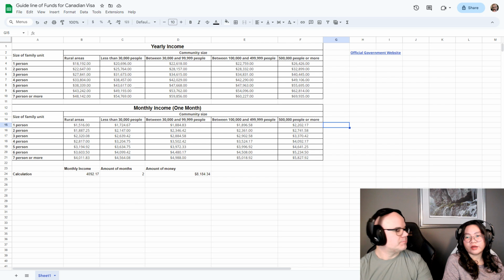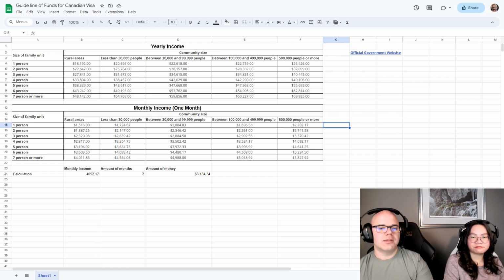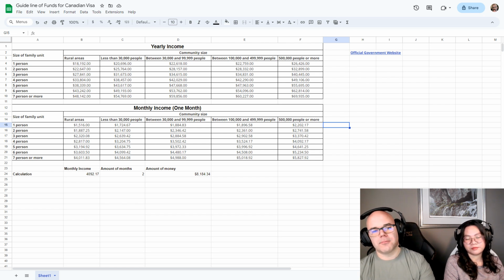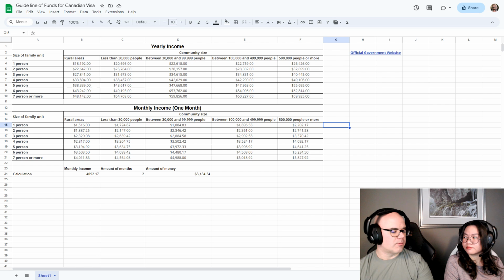And actually, right now IRCC updated their student visa requirements. They made it higher, how much proof of funds you should show as an international student. And this is as of January 2024, so things will constantly change. The government is always updating and changing things.